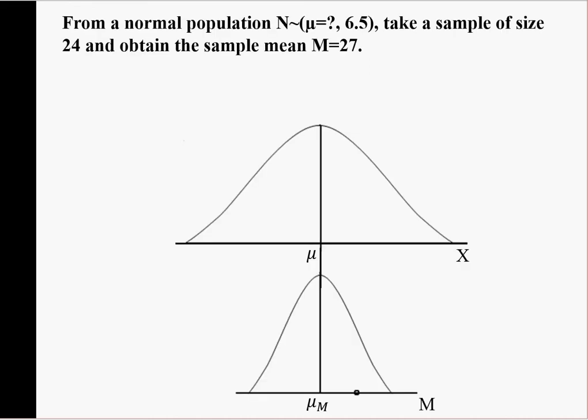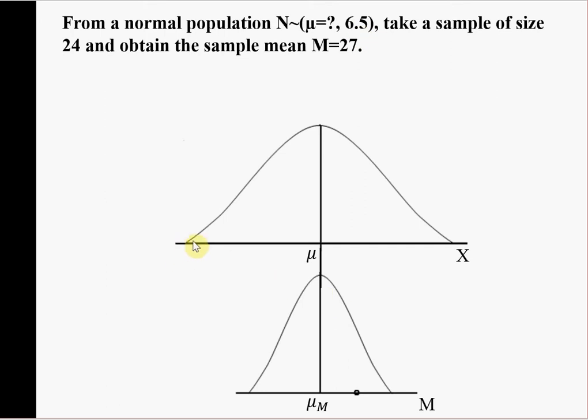Now let's look at this particular situation. We have a normal population. We know the standard deviation of this normal population. We do not know its mean. That's why we try to estimate the mean of the population. Okay. So we know the standard deviation of the population.